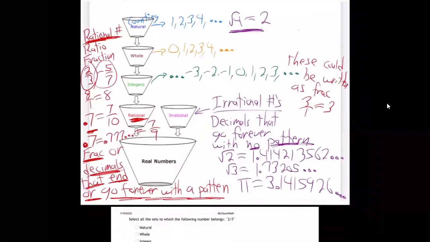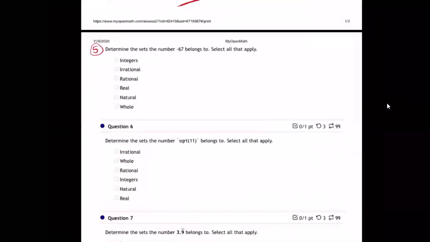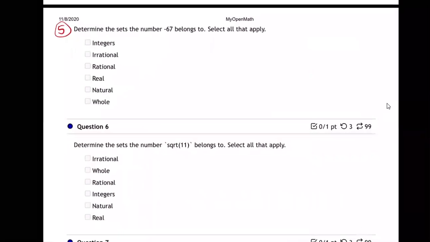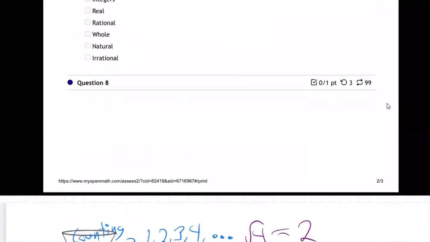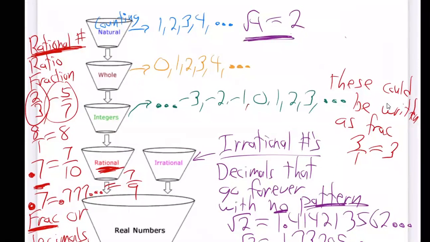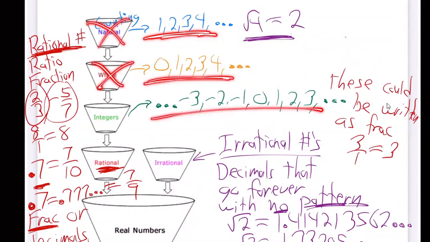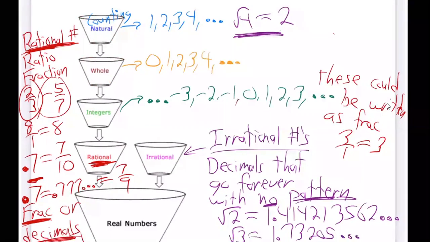Okay, so putting this together then, let's go on up and answer some of these questions. On number 5, it says negative 67 belongs to which categories? Well, if I come on down here for negative 67, is that a natural number? No, it's negative. Is it a whole number? No, it's not a natural or whole. Is it an integer? Yeah, because that's negative numbers.